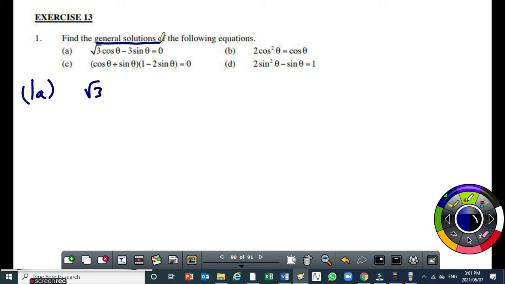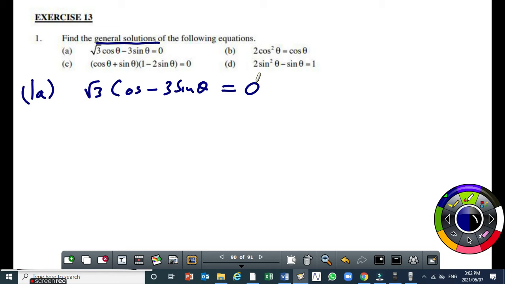So it will be square root of 3 times cos theta minus 3 sine theta equal to 0. Right, now here we have a combination of sine and cos. You have never done a trig equation like this before. This is now grade 11, real grade 11. All the trig equations that I've been doing so far were not grade 11 work. The only concept which was introduced was the general solution, but that was actually grade 10. So this one is real grade 11.